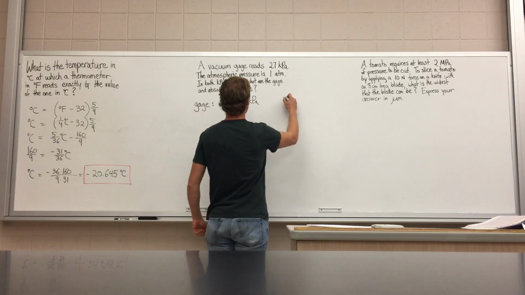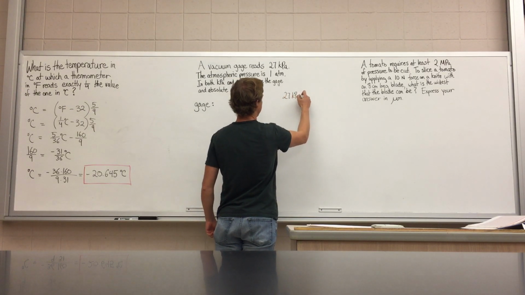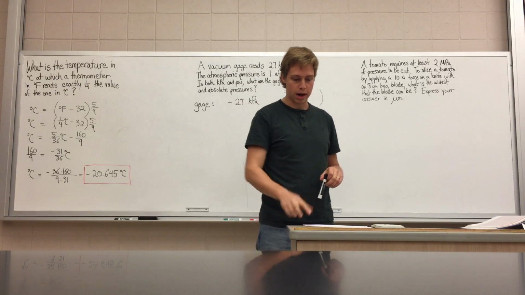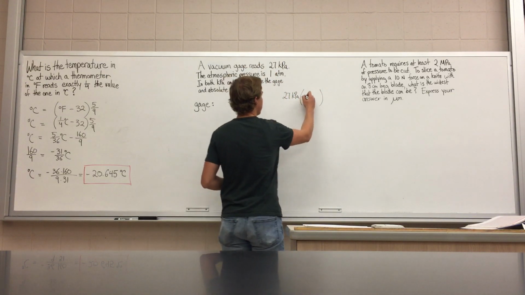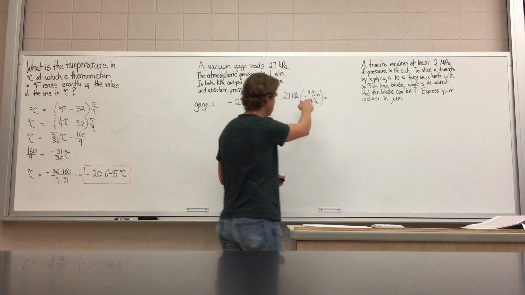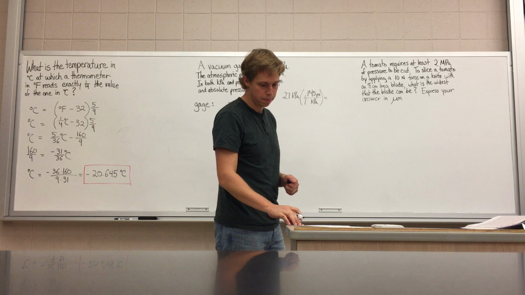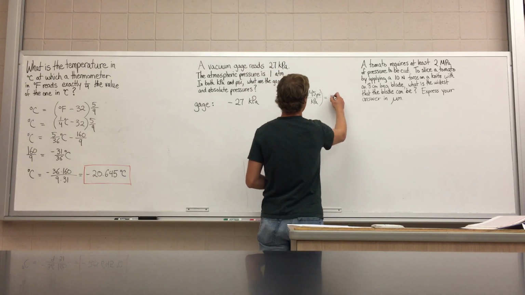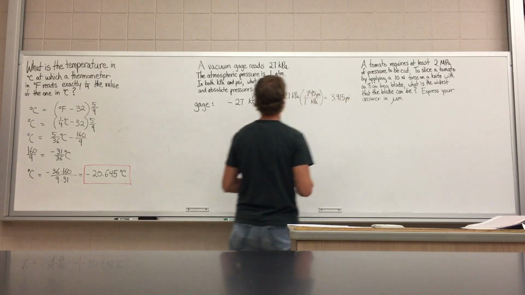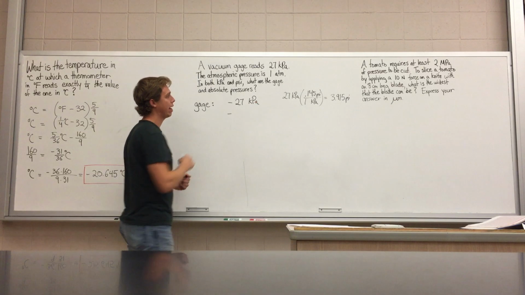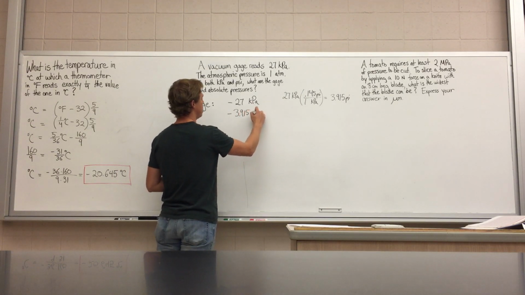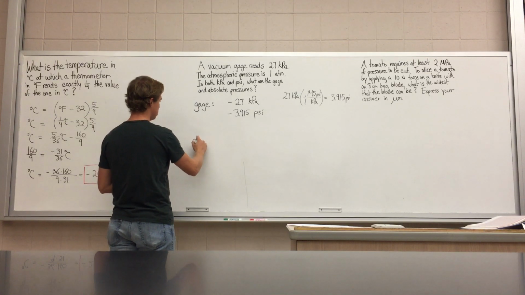And then off here to the side, I'm going to convert it into PSI. The conversion factor, which will be on your handout, is that we have about 0.145 PSI per 1 kilopascal. Multiplying that, we get 3.915 PSI. So I can come back here to my answer and realize that a vacuum pressure of 3.915 is equal to a gauge pressure of negative 3.915 PSI.